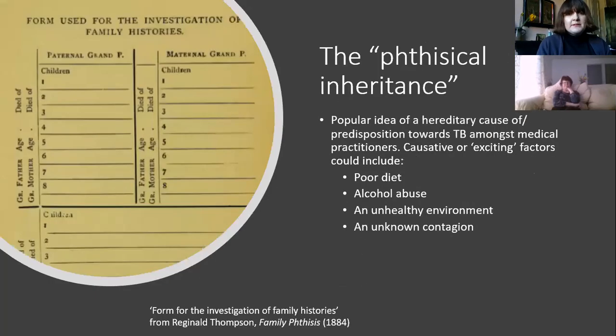So I'm going to go back a couple of slides. Here is a model life history form from Reginald Thompson's Family Phylogenetic, I can never pronounce it, which was for insurance doctors to essentially write down the family history of tuberculosis. And again, thinking about how ideas take a long time to gain traction and consensus from the medical community, note that this was published 2 years after Koch's discovery.